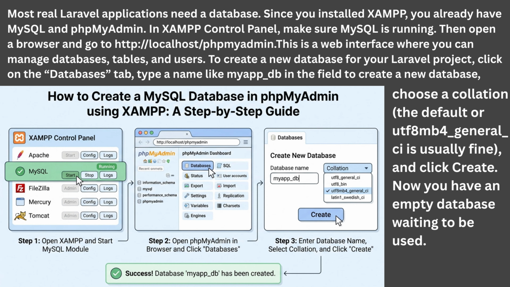Once you click Create, phpMyAdmin will instantly generate a new empty database for you. You should see a confirmation message indicating that the database has been created successfully. At this point, your MySQL database is ready and waiting to be used by Laravel. All that remains is to connect Laravel to this database through your .env configuration file, which we'll cover next. This step ensures that your Laravel application can store, read, and manage data using MySQL.